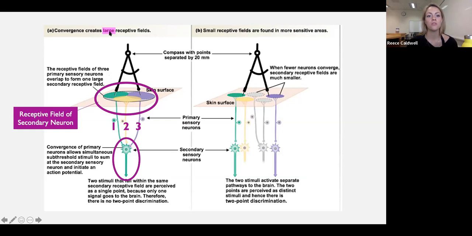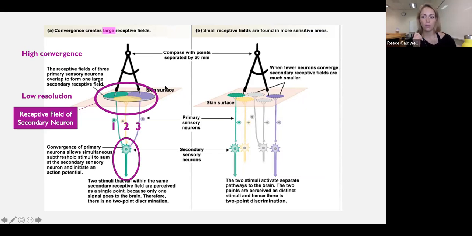So our large receptive fields, what we think of when we think of them is that they have high convergence and low resolution. High convergence meaning we have multiple neurons converging together into our secondary sensory neuron, the one that's going to the brain, and low resolution. It's not a very precise stimuli. The signal going to the brain is pretty blurry or broad. We feel it coming from this entire area.